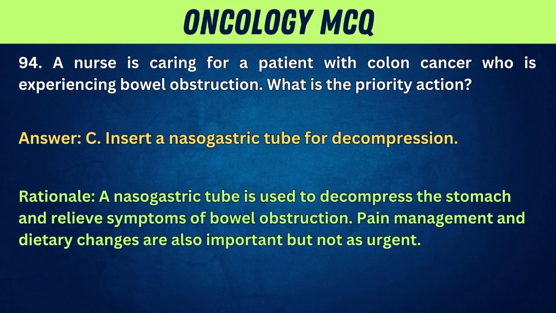Answer: C. Insert a nasogastric tube for decompression. Rationale: a nasogastric tube is used to decompress the stomach and relieve symptoms of bowel obstruction. Pain management and dietary changes are also important but not as urgent.